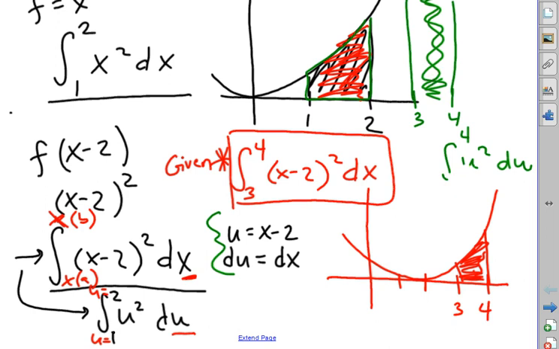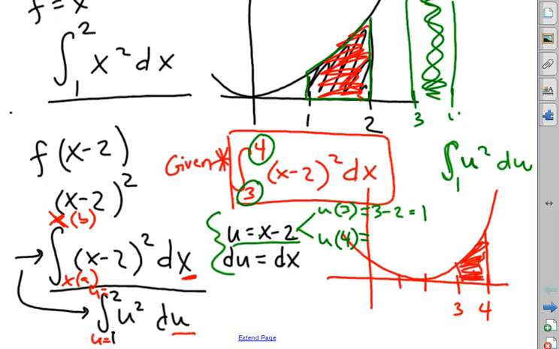So no longer are they 3 and 4. We have to put them in terms of u. Since we said that u is x minus 2, then what we have to calculate is, what would u be when x is 3? Well, we just plug in 3 and we get 3 minus 2 is 1. So now that would be 1. And then we would calculate u at my upper limit of 4, and since u is x minus 2, that would be 4 minus 2, which is 2.